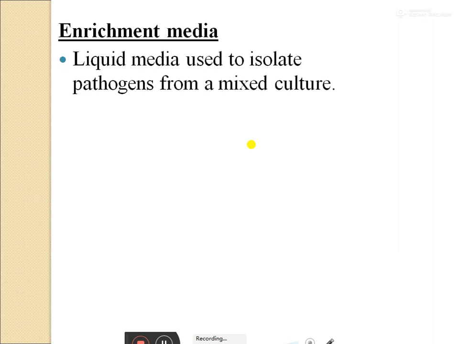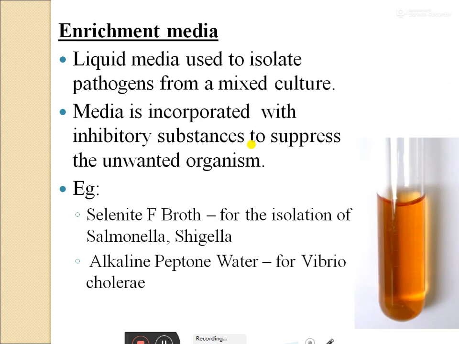Enrichment media are liquid media used to isolate the pathogen from a mixed culture. The media is incorporated with inhibitory substances to suppress the growth of unwanted microorganisms. Means these media are selective for a particular type of microorganism only. They do not allow the growth of unwanted microorganisms. For example, selenite F broth for isolation of Salmonella and Shigella, then alkaline peptone water for Vibrio cholerae. So, in this media, bacteria other than Salmonella and Shigella will be suppressed.